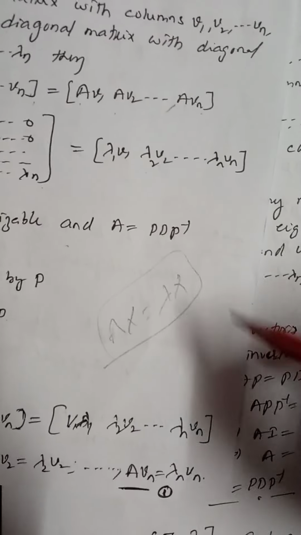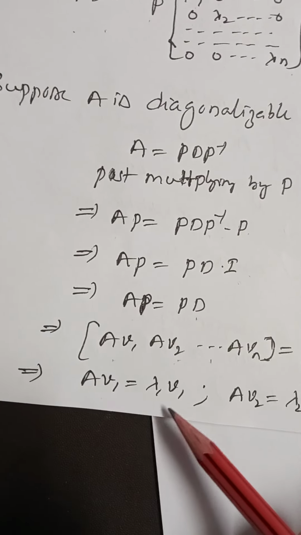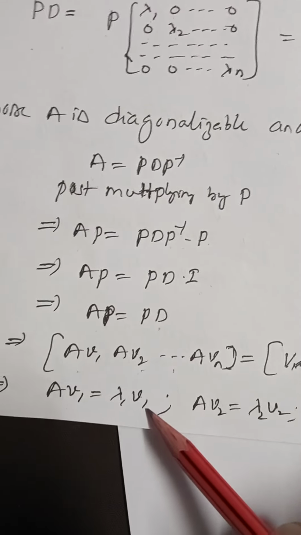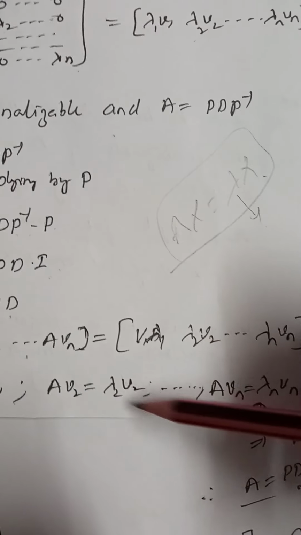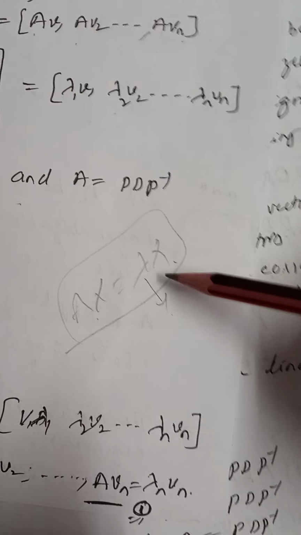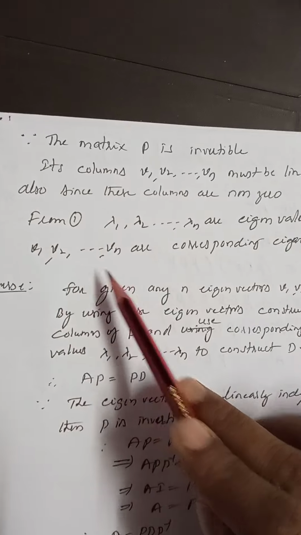If Ax is equal to lambda x, lambda is said to be an eigenvalue and x is said to be an eigenvector. Here, see, Av1 is equal to lambda 1 v1. That means lambda 1 is called an eigenvalue and v1 is said to be an eigenvector. Similarly in this case also. Now we are comparing that with the general statement: if Ax is equal to lambda x, lambda is an eigenvalue and x is its corresponding eigenvector. That's why from equation 1, lambda 1, lambda 2 and so on lambda n are eigenvalues, and v1, v2 and so on vn are the corresponding eigenvectors.